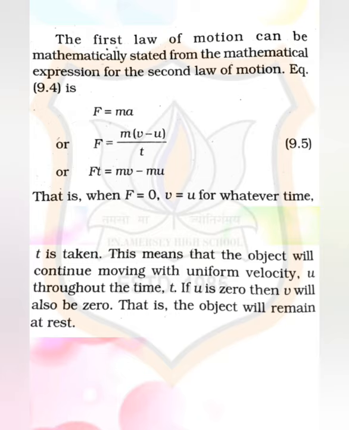That is, when F is equal to 0, force is 0, v will be equal to u. Hence, initial velocity is equal to final velocity for time t. This means that the object will continue moving with uniform velocity u throughout the time t. If u is 0, then v will also be 0. That is, the object will remain at rest.